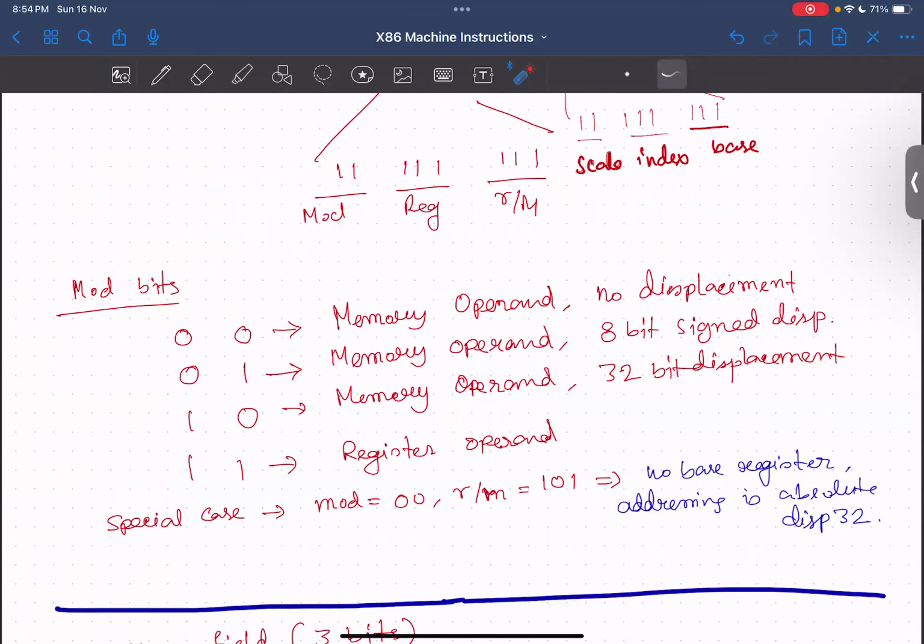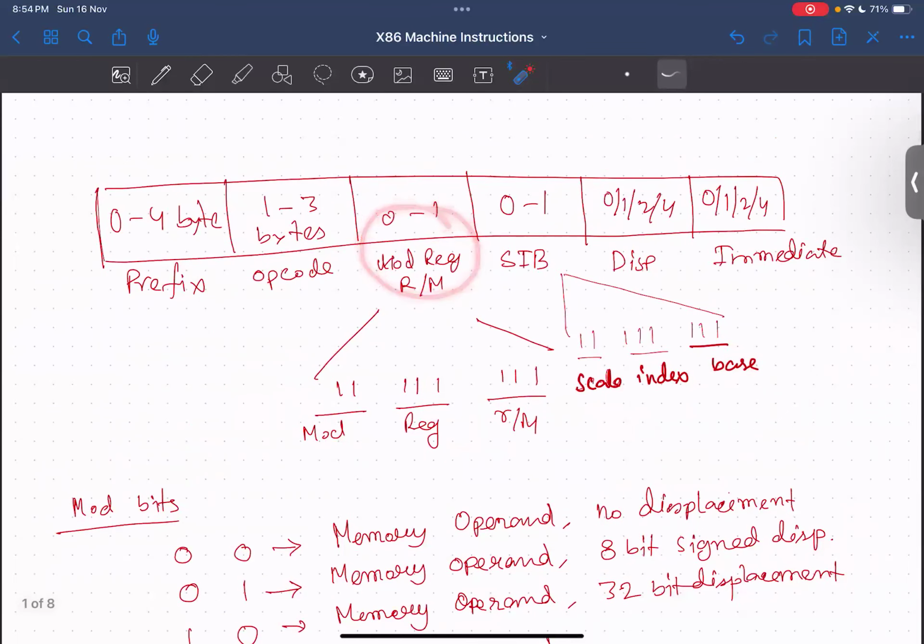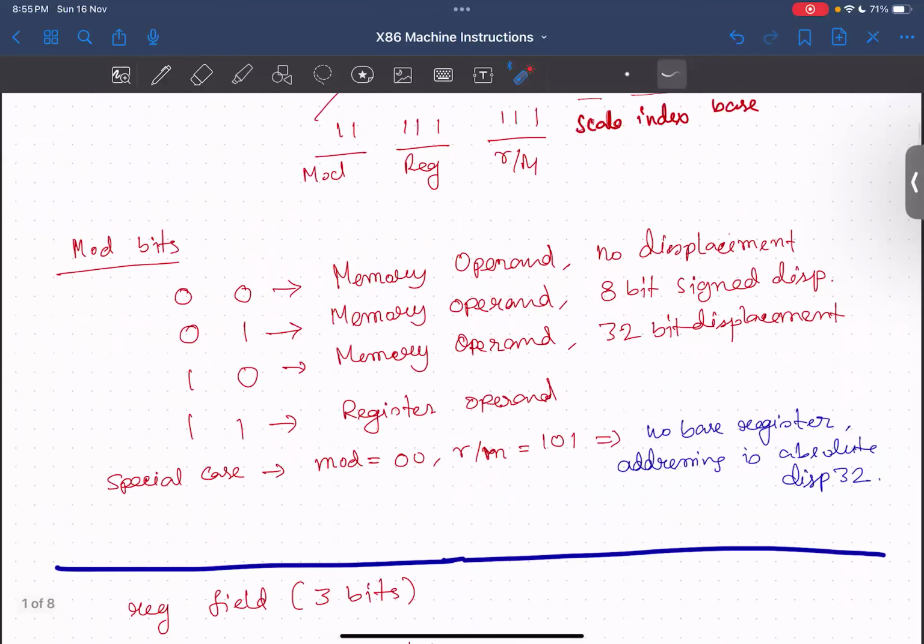Before we dive into examples, let's see how varying the bit values points to which kind of addressing mode. The first thing is the mod bits, and as I said, we have 2 mod bits in this Mod Reg RM byte. Every bit position has a hard coded meaning. For example, if the mod bits are 00, then you're going to use a memory operand, but there will be no displacement.